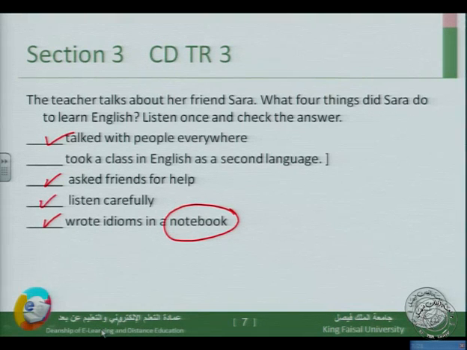And then she was listening carefully, by the way. This is the most important idea in listening and speaking skills. You need to listen carefully, to pay physical attention. Okay?